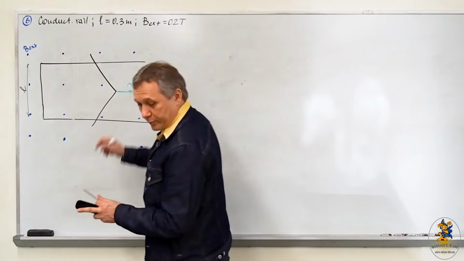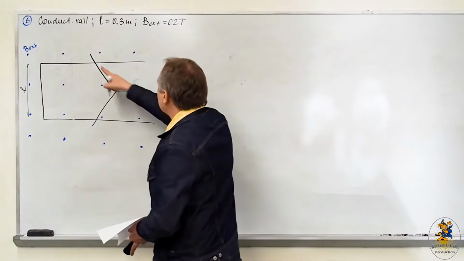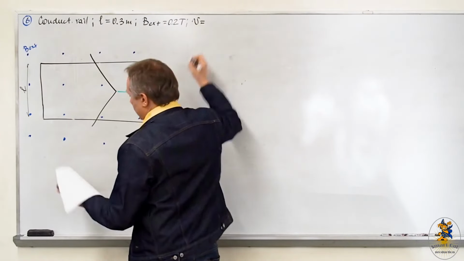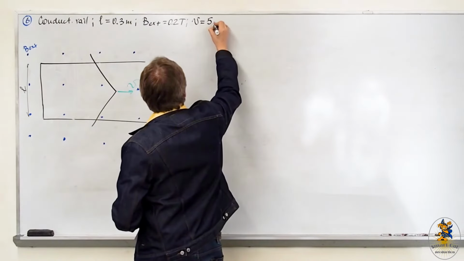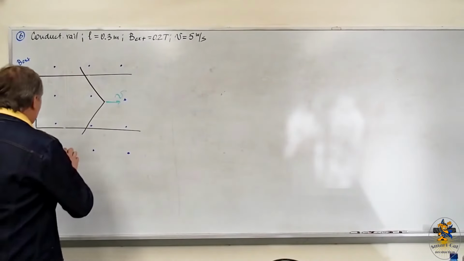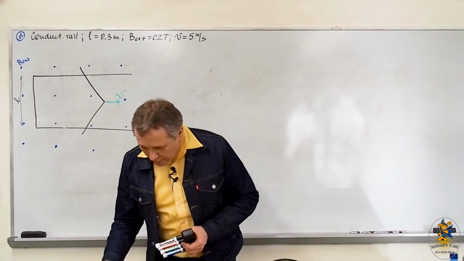The velocity with which this conducting rod is moved, v, is 5 meters per second. So velocity is given, and that's it.